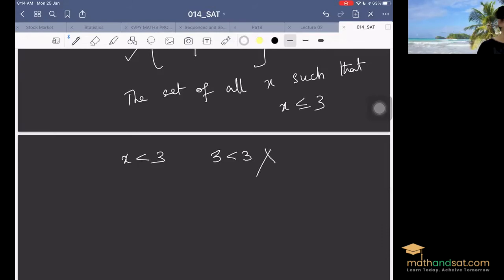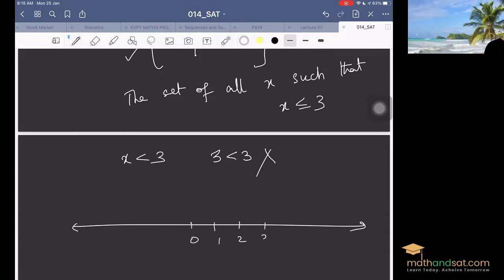So how do you represent these numbers on the number line? 0, 1, 2, 3, 4. Minus 1, minus 2, minus 3, minus 4. You just draw a circle here.